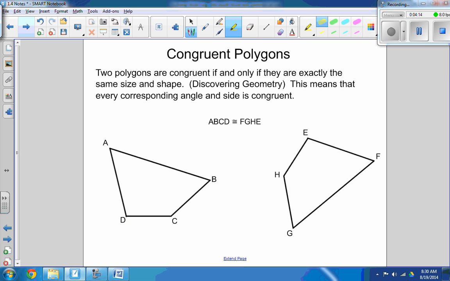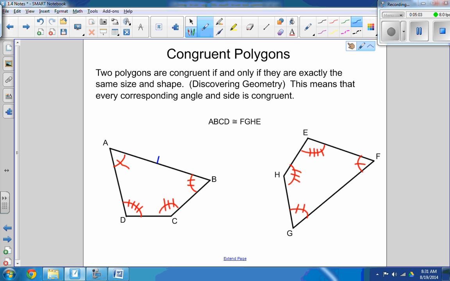Congruent polygons. Two polygons are congruent if and only if they're exactly the same size and shape. This will mean that every corresponding angle and side is congruent. So here we've got ABCD is congruent to FGHE. That means that this angle, angle A, is congruent to angle F. Angle B, congruent to angle G. Angle C, congruent to angle H. And then angle D, congruent to angle E. And then also, all of our sides are congruent.